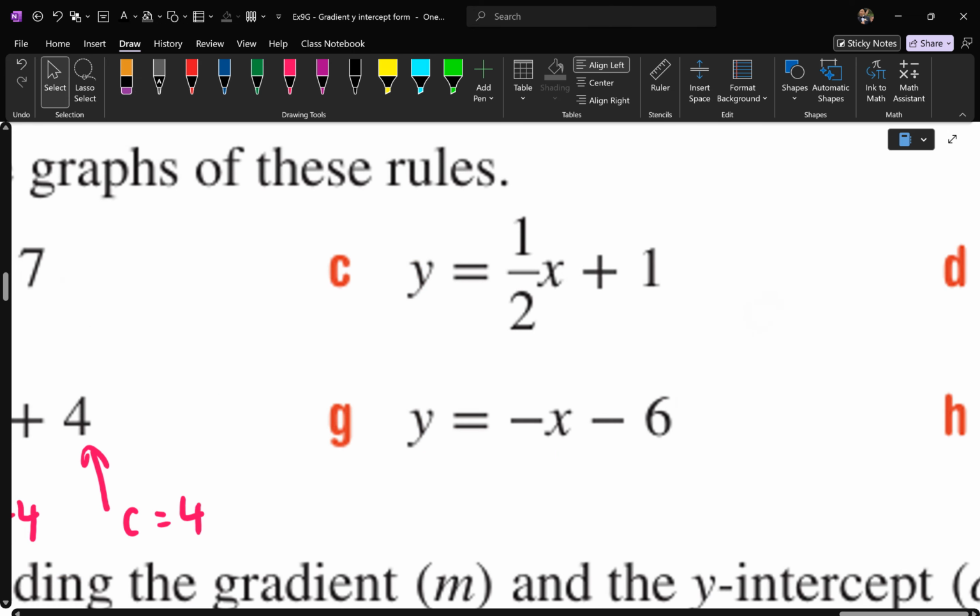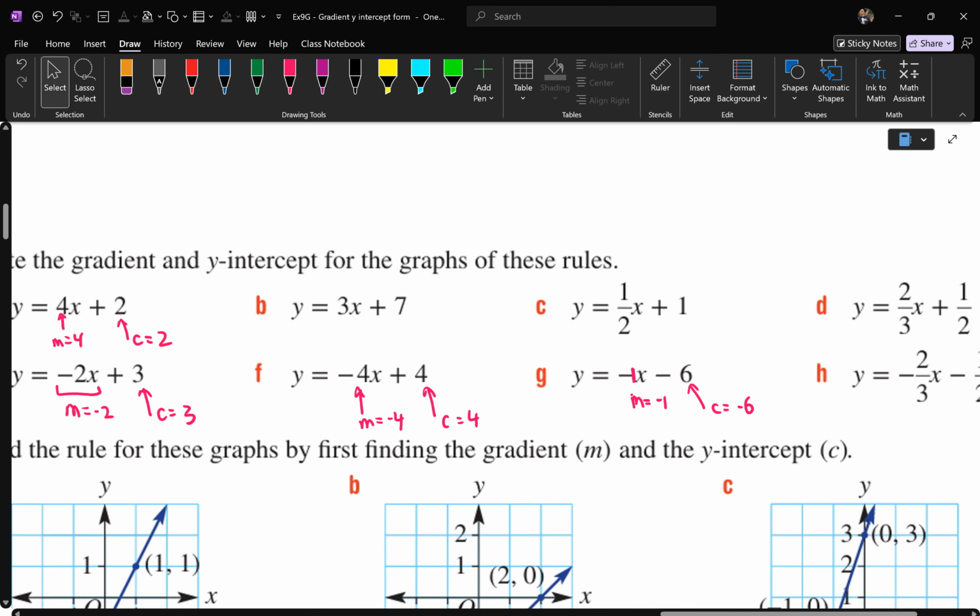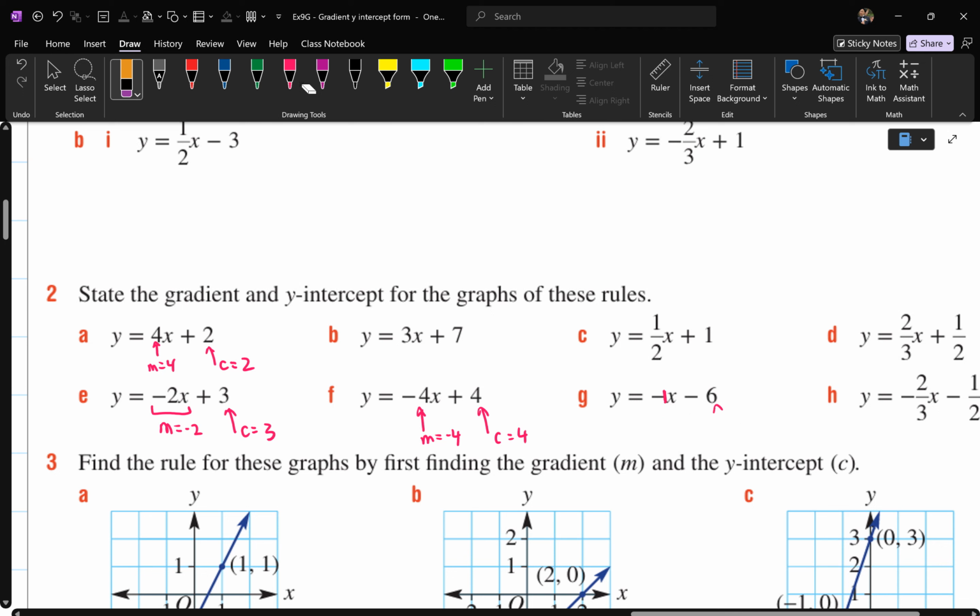Now, common mistake for this one. What's m and what's c? Well, m is the number in front of x. Now, it's not 0. The number in front of x, even though we don't write it, is a 1. But it's not just 1, it's -1. So m is -1 and c is -6. So just be careful with that one there. Okay? I'm going to rub all this out so that you don't get confused. But there we go. Let's rub that off.